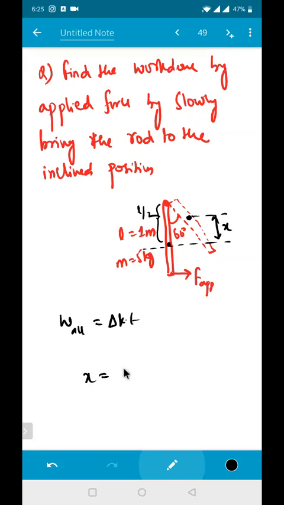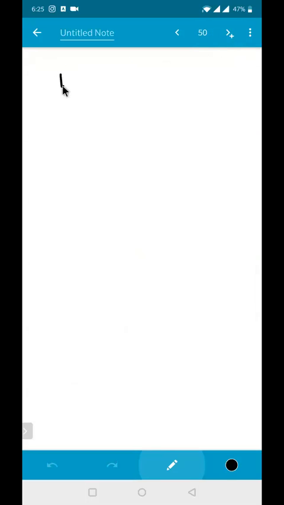So X will be equal to how much? This is L by 2 minus, if I resolve this L by 2 into components, L by 2 into cos of 60 degrees. So that will become how much? 1 by 4 meters because L is equal to 1. So that is equal to 0.25 meters. So the shift in the center of mass is 0.25 meter. That is very important for the work done by all the forces.